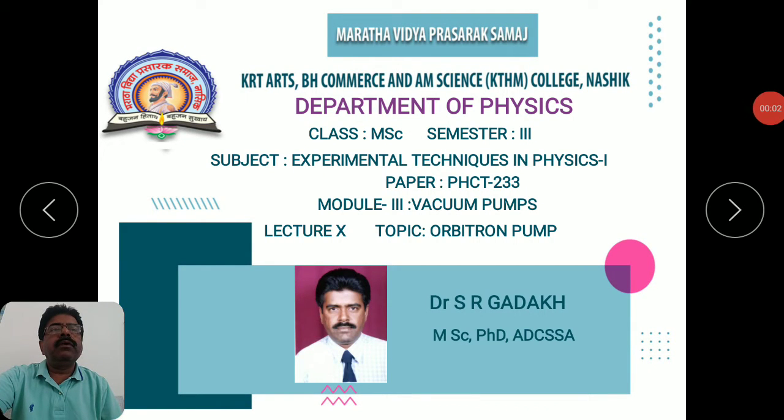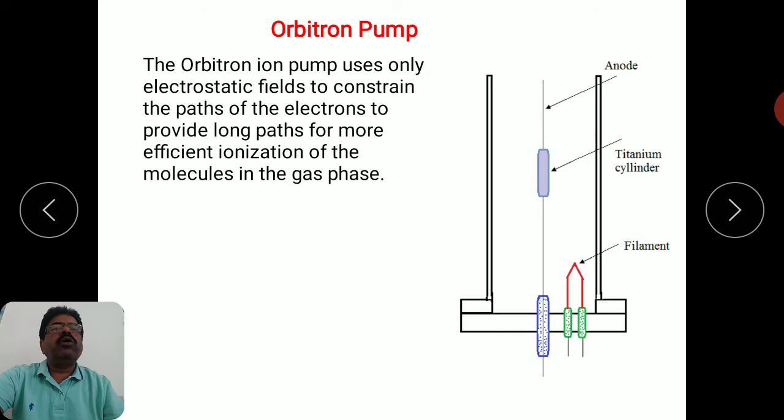In this video, we shall study one more type of vacuum pump, that is the Orbitron pump. The Orbitron ion pump uses only electrostatic fields to constrain the path of the electrons to provide long paths for more efficient ionization of the molecules in the gas phase. That means here only electrostatic fields are used.